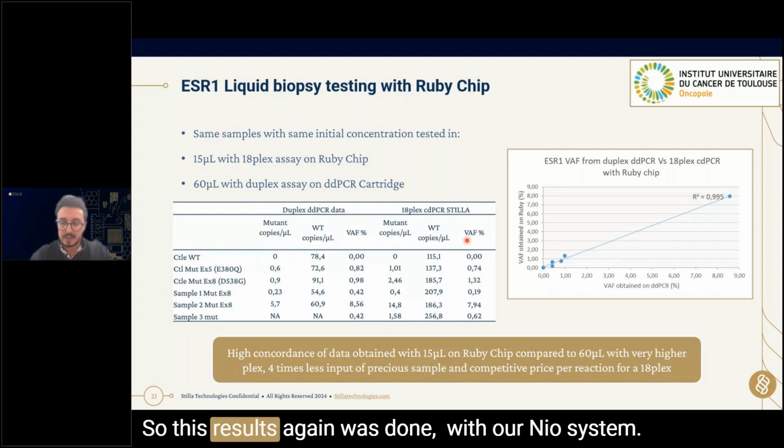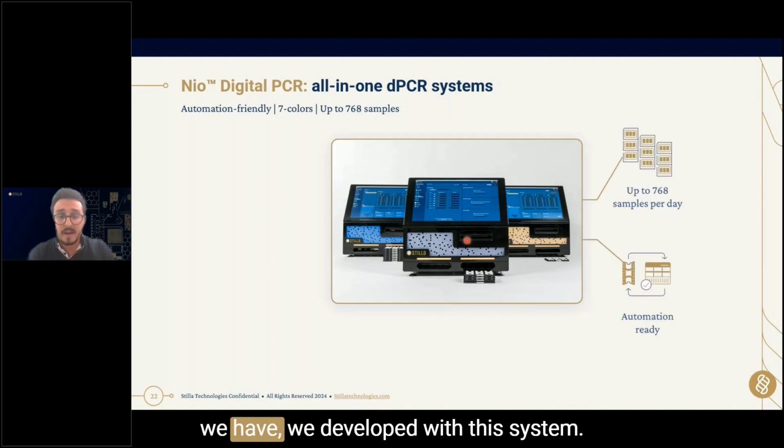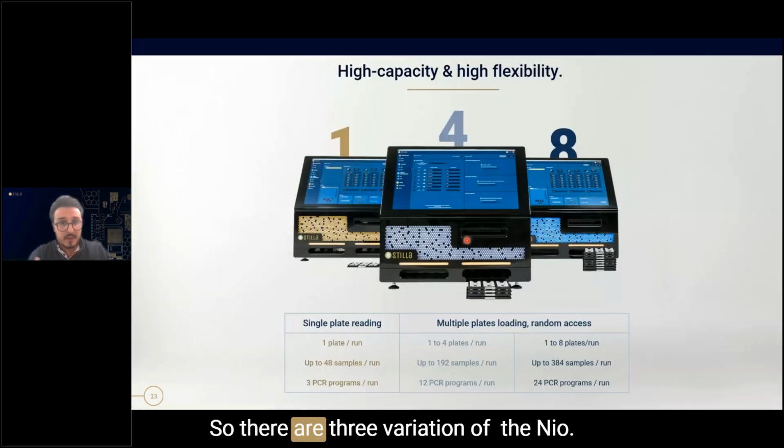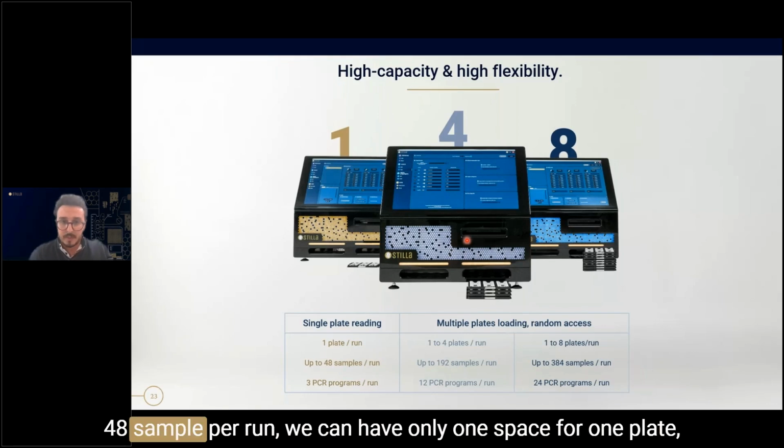So these results again were done with our NIO system. Here I will present the features that we developed with this system. There are 3 variations of the NIO. The first one is the NIO-E that enables throughput of up to 48 samples per run.